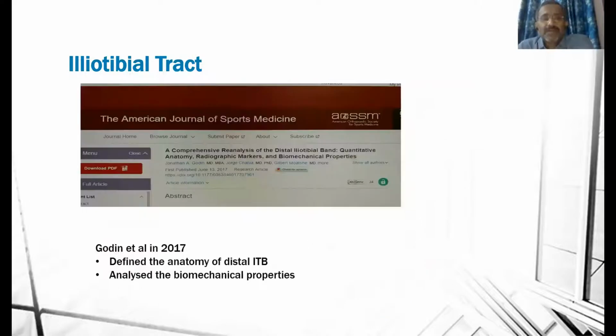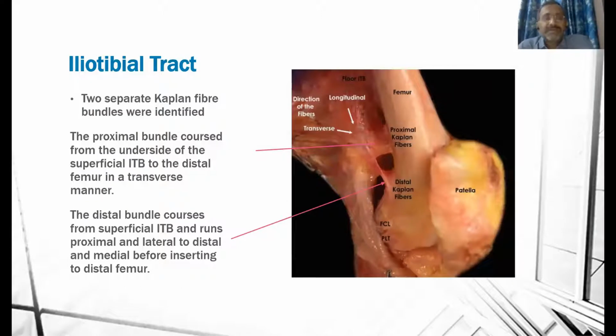And Godin, in the year 2017, described in detail the distal IT band. He found two distinct fibers of Kaplan. One is the proximal Kaplan fiber, which comes from the underside of the superficial ITB to the distal femur in a transverse manner.